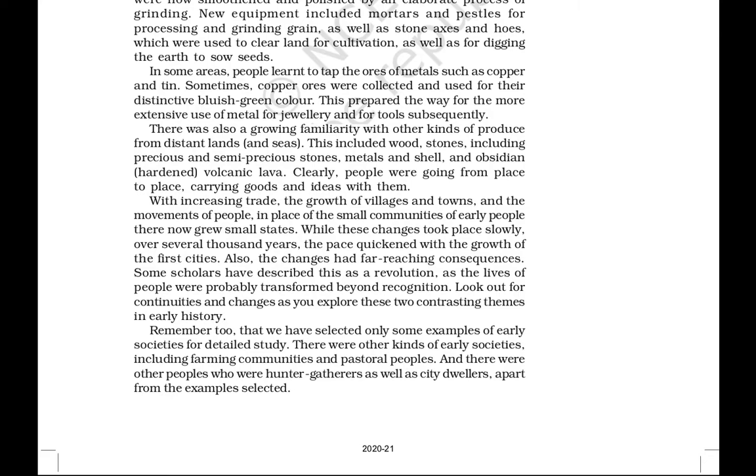Look out for continuities and changes as you explore these two contrasting themes in early history. Remember, too, that we have selected only some examples of early societies for detailed study. There were other kinds of early societies, including farming communities and pastoral peoples. And there were other peoples who were hunter gatherers as well as city dwellers apart from the examples selected.